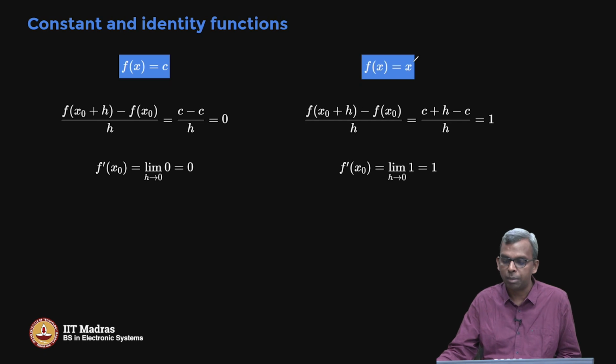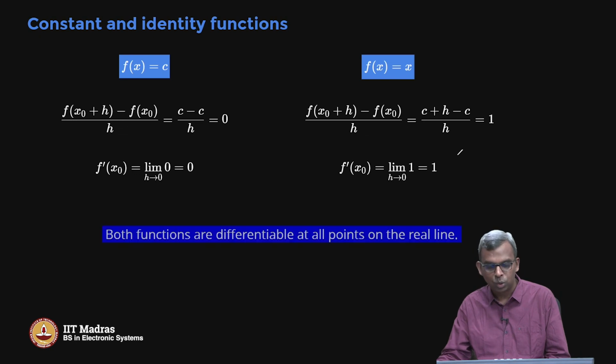Now you can do the same thing for the identity function, and I have just gone through this very quickly here. Again, f of x naught plus h is c plus h, f of x naught is c, right? f of x is x, right? This is the identity function. c plus h minus c divided by h, and that's going to be 1. Okay, so now you can take limits on both sides and you'll get f prime of x naught is 1.